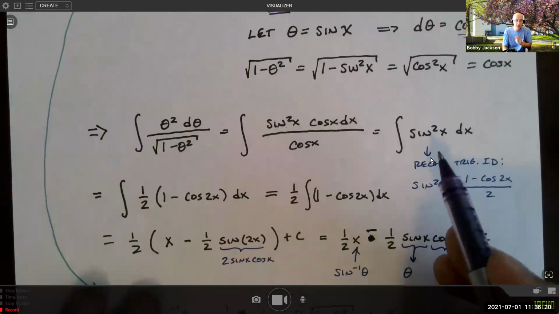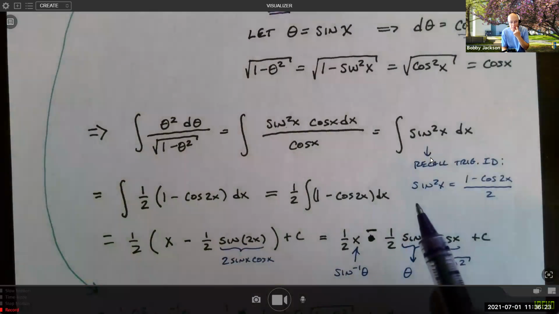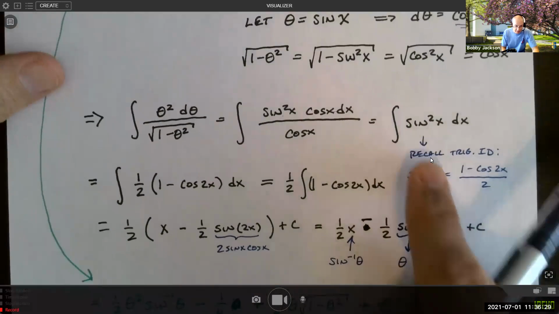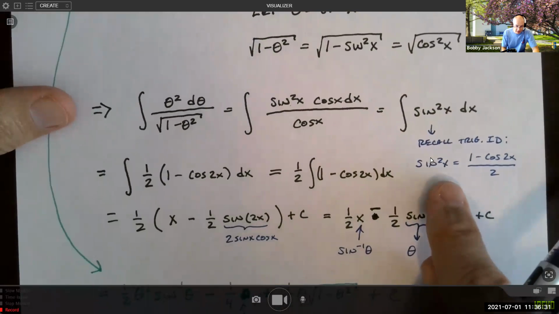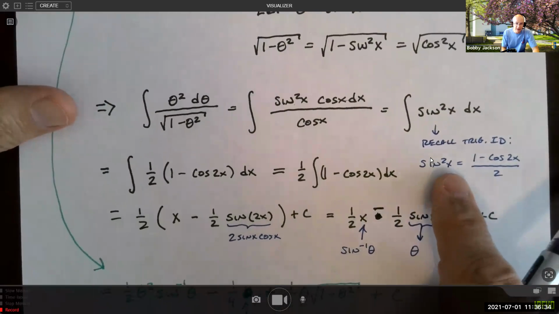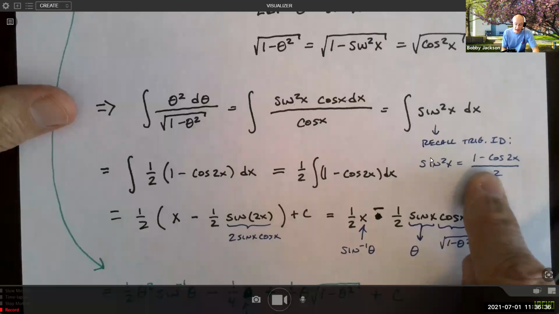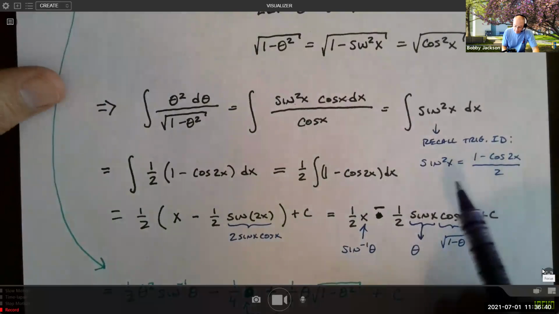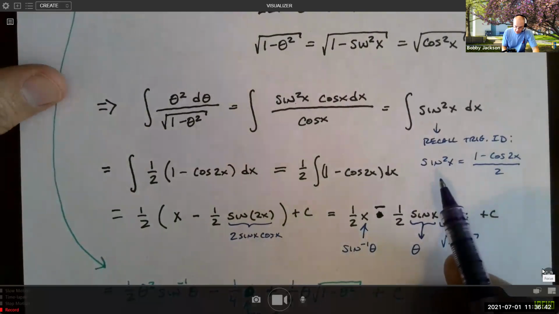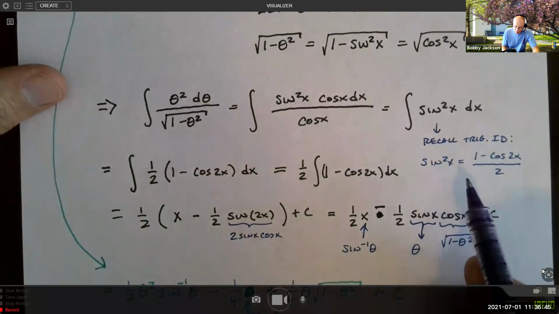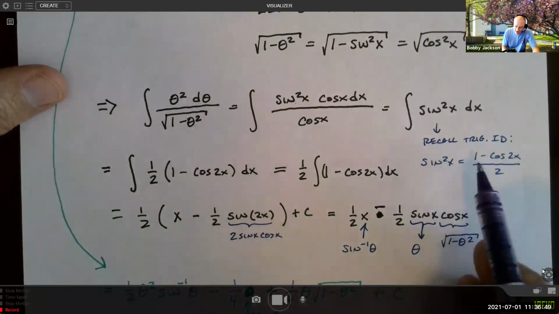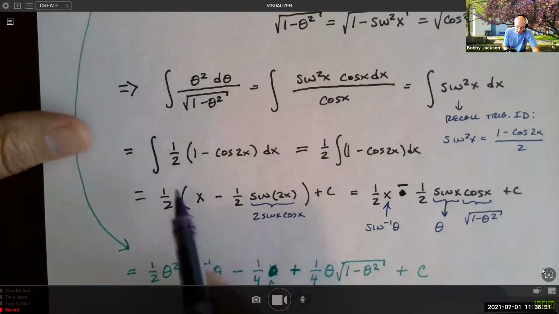And this is one that we know how to do from the trig integrals. I mean, we've got integration by parts, trig substitution, and then we get this trig integral. And I'm going to use this power reduction trig identity. Sine squared is equal to 1 minus cosine of 2x divided by 2, or 1/2 times 1 minus cosine 2x. And that's what I've done here.